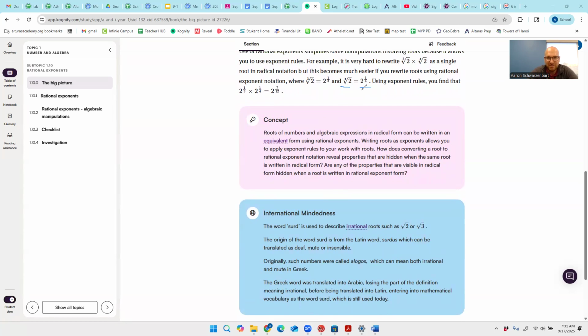The concept is they can be written in what's called equivalent forms. Writing roots as an exponent allows you to apply exponent rules that work with your roots. Sometimes it's easier, sometimes it's not. Okay, they're just different uses. You should be able to use both and go the easiest way through solving problems.